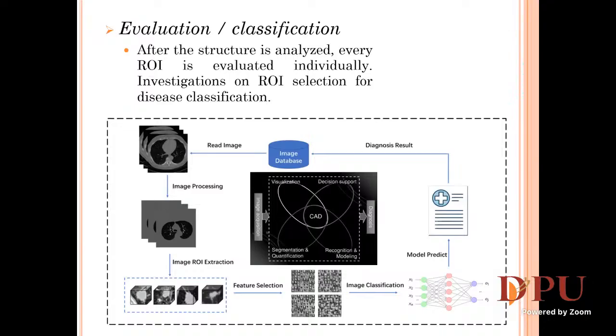So the idea was that a CAD system comprises 4 different things. One is called recognition and modeling. Before that, there is definitely segmentation and quantification. Then comes the decision support system. Then comes the visualization part. So if you have an image database, then you read the image, go for pre-processing, extract the region. Then after ROI extraction, go for feature extraction, put it into a classifier, whatever the so-called ABCD classifier, they give you some predicted result and they give you some diagnostic result. That is the whole idea.